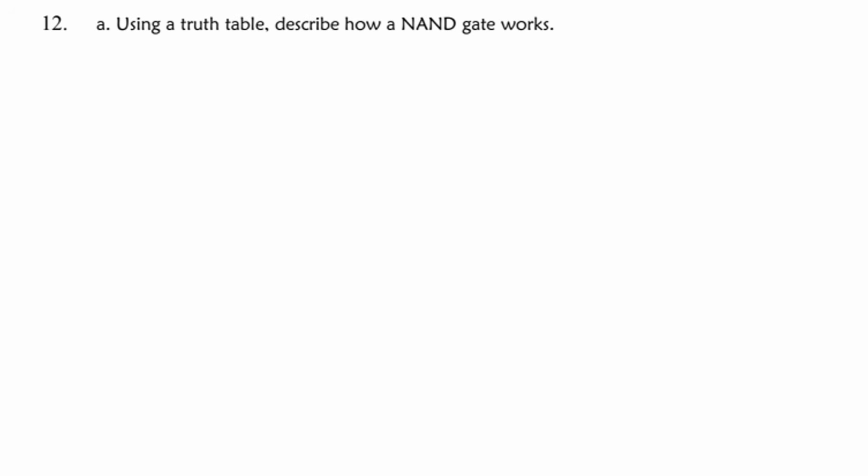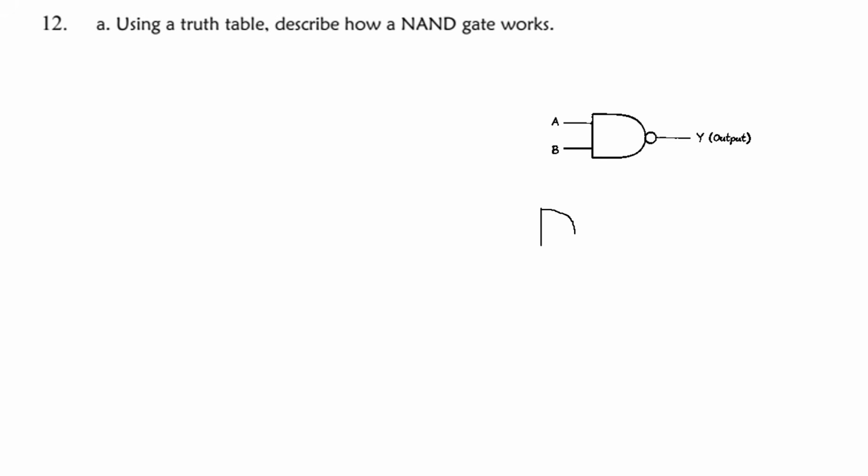Question number 12, sorry. We are now approaching the end. Using a truth table, describe how a NAND gate works. By the way, a NAND gate, given by this symbol here, is a combination of two gates, the AND and a NOT. Remember, an AND gate is given by this symbol.